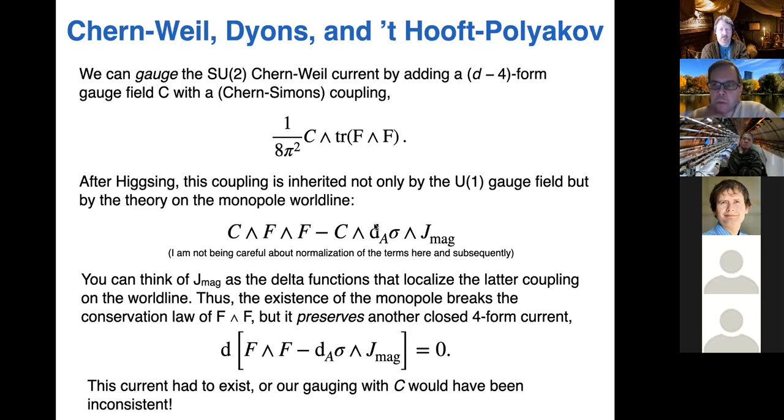And on the monopole, D of this thing, this covariant derivative of the scalar, just equals F. And so when I take D of this whole thing, D of one of the Fs turns into the monopole current, but D of this thing turns into F, and they cancel each other, and the whole thing is conserved. Okay, so it's consistent to gauge it because there is a conserved current in the IR theory. It's just that the conserved current in the IR theory is not the obvious thing that you see in the bulk. That turns out not to be conserved. It's this combination of a bulk thing and a localized thing that's conserved.